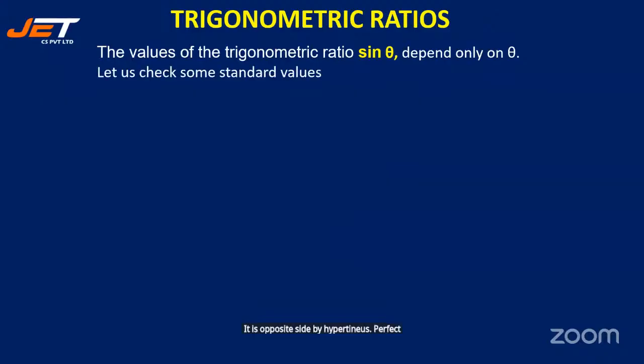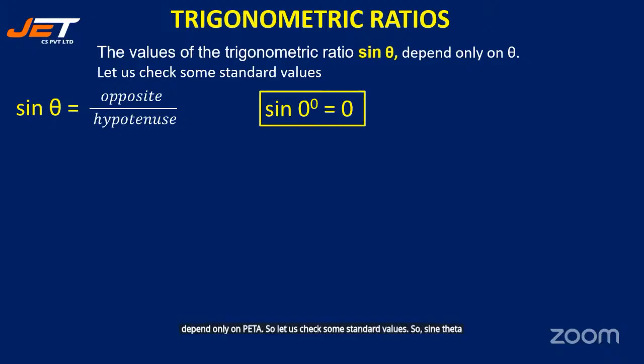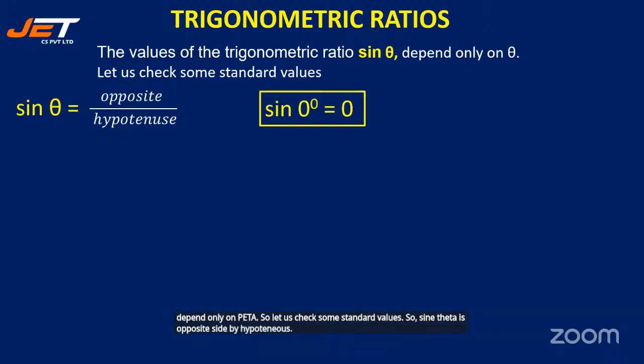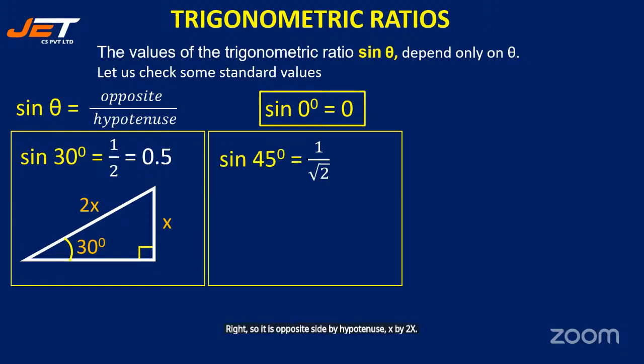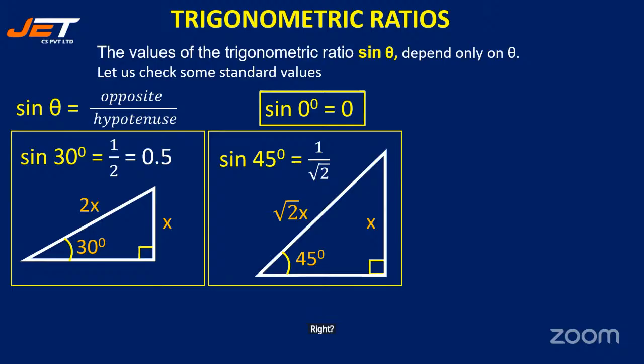Now the value of the trigonometric ratio sine theta depends only on theta. So let us check some standard values. Sine theta is opposite side by hypotenuse. Sine 0 is 0. What is sine 30? Sine 30 is half, which is 0.5. It is opposite side by hypotenuse, x by 2x. Next, what is sine 45? It is 1 by root 2.